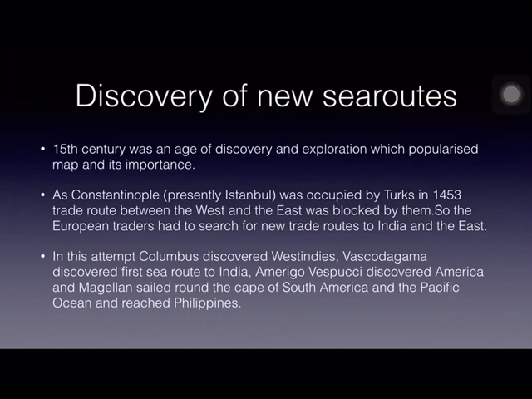Constantinople, that means presently it is called Istanbul, was occupied by Turks in 1453 as part of their Islamic drive. That means they wanted to establish their Islamic empires all over the world. And in this process they occupied Constantinople also. This Constantinople was the only land route for trade between the Western and the Eastern countries. And when they occupied it, they did not allow trade to be continued, and they blocked the trade. So the trade came to a standstill.